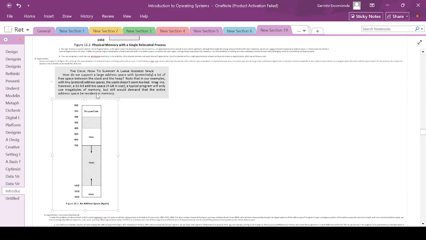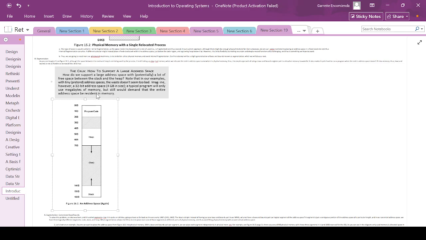So the crux: how to support a large address space? How do we support a large address space with potentially a lot of free space between the stack and the heap? Note that in our examples, with a tiny pretend address space, the waste doesn't seem too bad. Imagine, however, a 32-bit address space, 4 gig in size. A typical program will only use megabytes of memory, but still would demand that the entire address space be resident in memory.